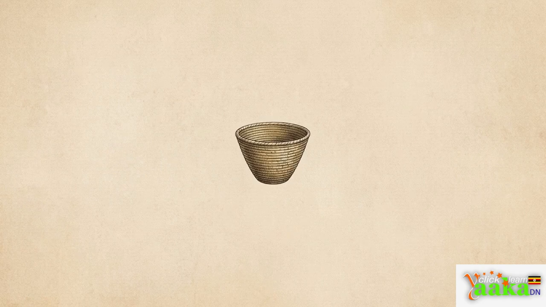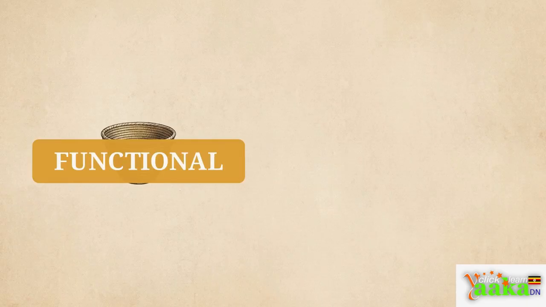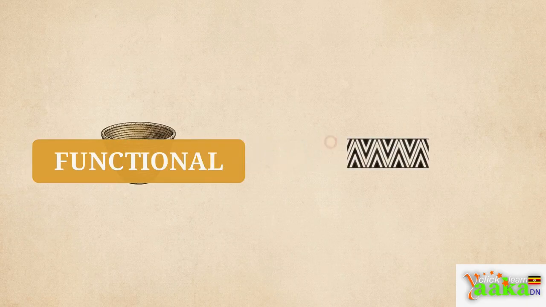A grain basket might feature complex, colorful patterns, but because its primary job is carrying and storing food, it is categorized as functional art. Learning to read these objects as a visual language allows us to see the specific history and technical skill built into everyday items.